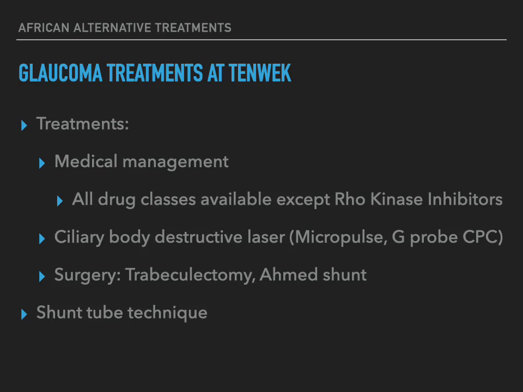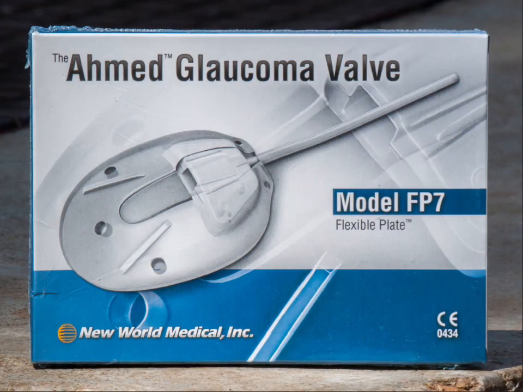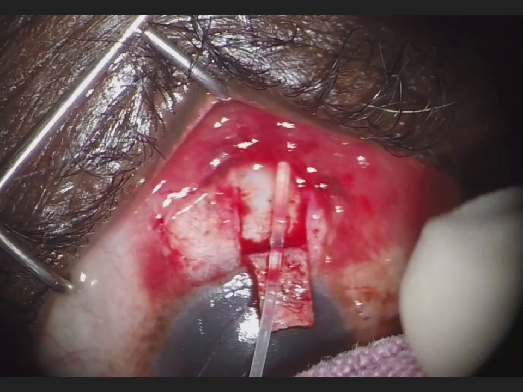What about glaucoma treatments at TENWEK? Let me make a couple comments about this. I mentioned before that we use medical treatments, ciliary body destructive procedures, and surgeries to treat glaucoma. We also use shunts. Shunts have not been readily available in the country, but we've been benefactors of the generosity of New World Medical, who has kept us supplied with Ahmed glaucoma valves.